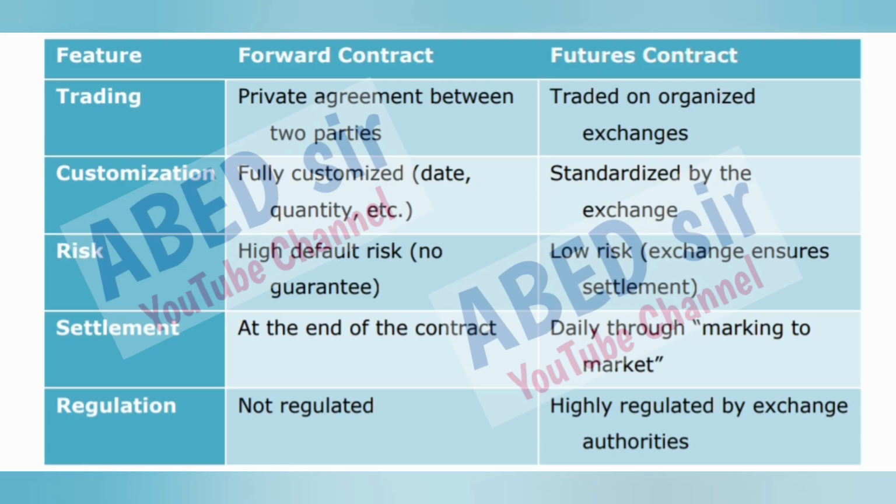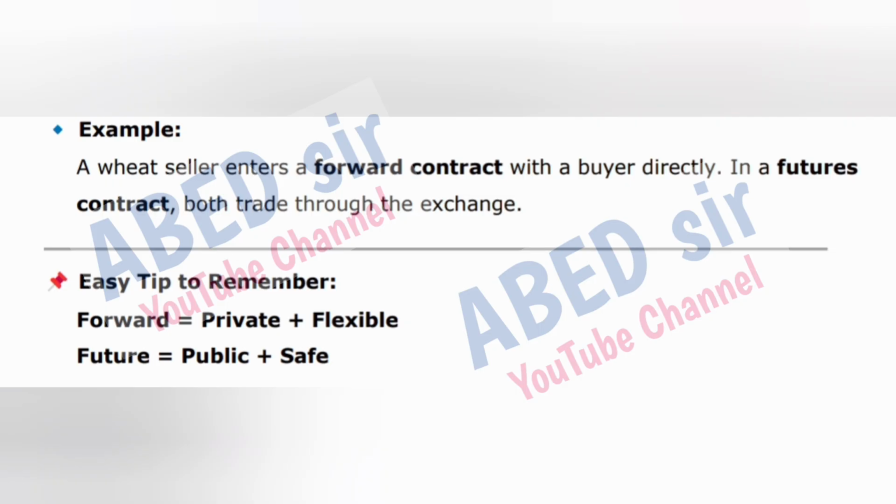Regulation: not regulated; highly regulated by exchange authorities. Example, a wheat seller enters a forward contract with a buyer directly. In a futures contract, both trade through the exchange. Easy tip to remember. Forward equals private plus flexible. Future equals public plus safe.